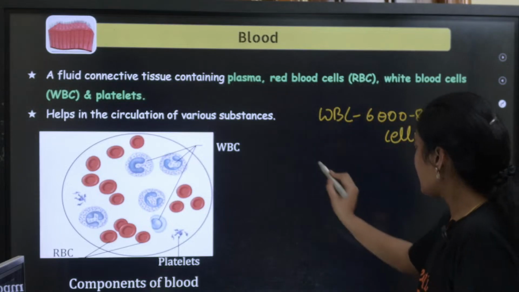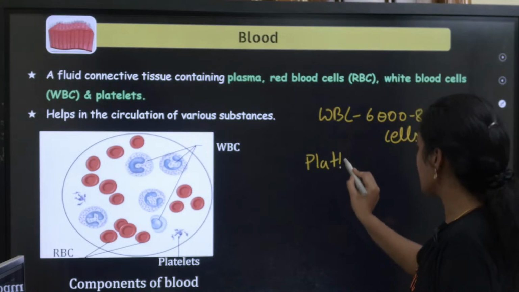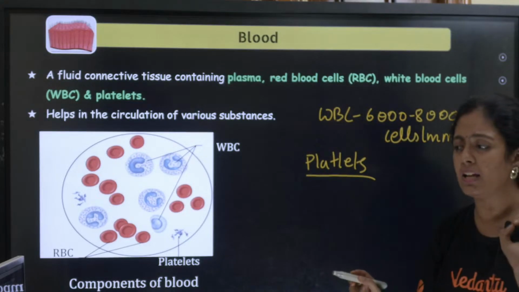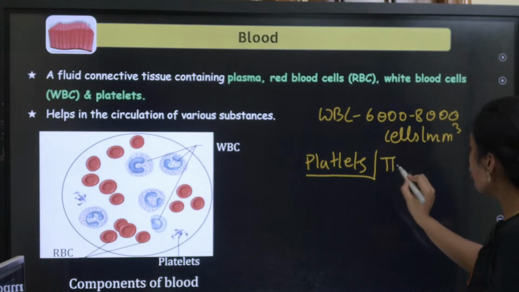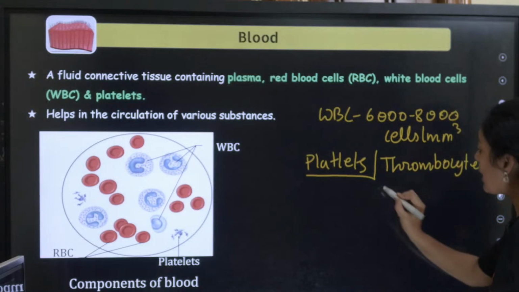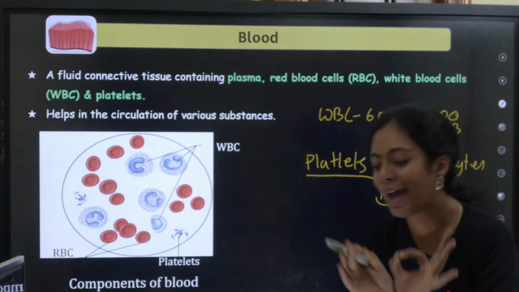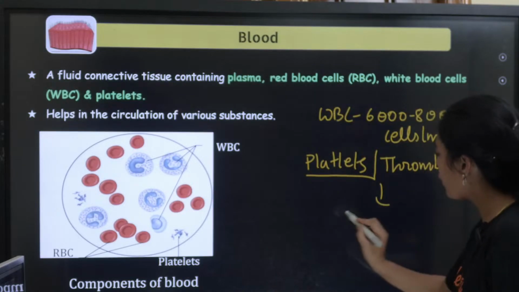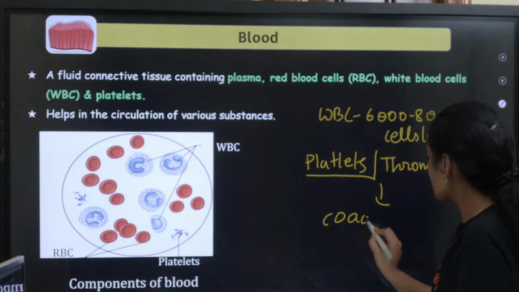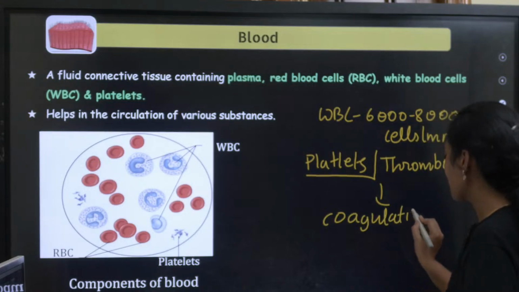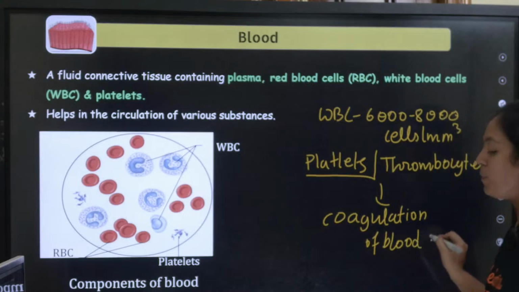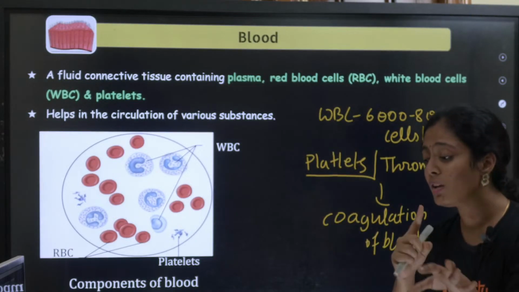Okay, next, the last one we will talk about is platelets. Does anyone know the function of platelets? What is the function of platelets? What is another name for platelets? Thrombocytes. Okay, they are going to help in coagulation of blood. Very easy. Or clotting of blood. These are all potent questions, guys. Okay, coagulation of blood. You go back and see your PYQs, you will understand: coagulation or clotting of blood. Whenever you have an injury, the blood has to clot.